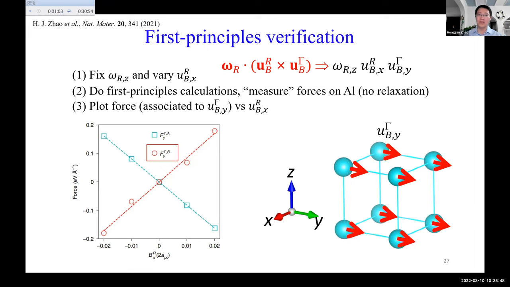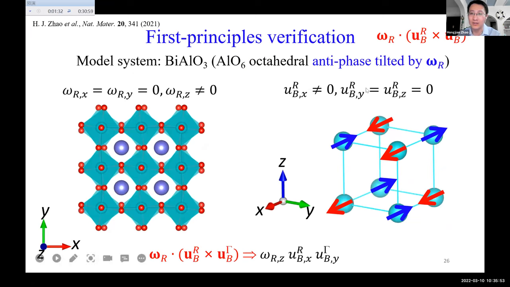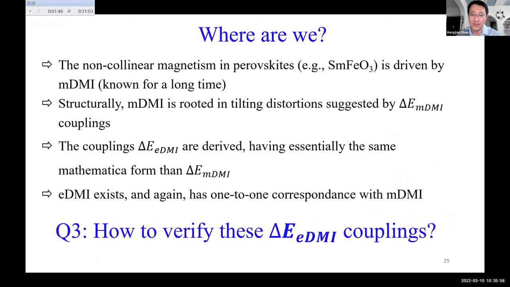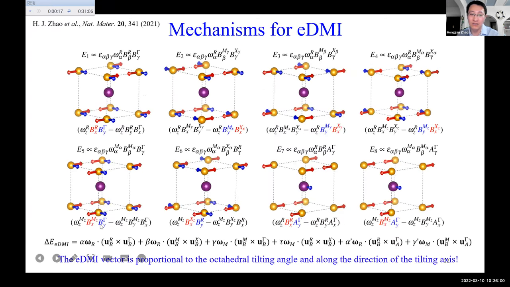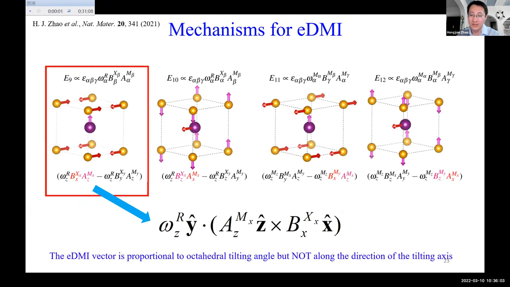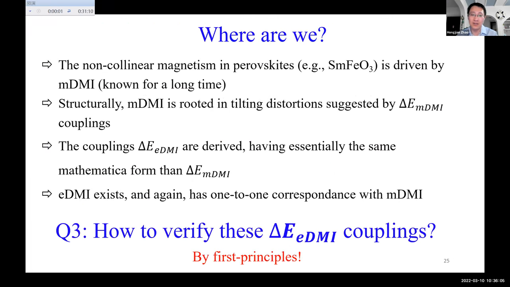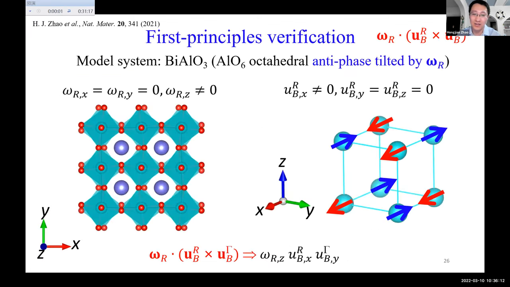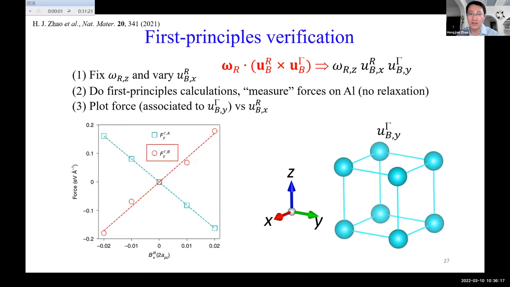So by first principles calculations, we can verify the existence of these couplings. Typically we have done all the calculations and verified all 12 couplings here. So by symmetry analysis combined with first principles calculations, we can argue that the electric DMI indeed exists and has a one-to-one correspondence with the magnetic DMI.